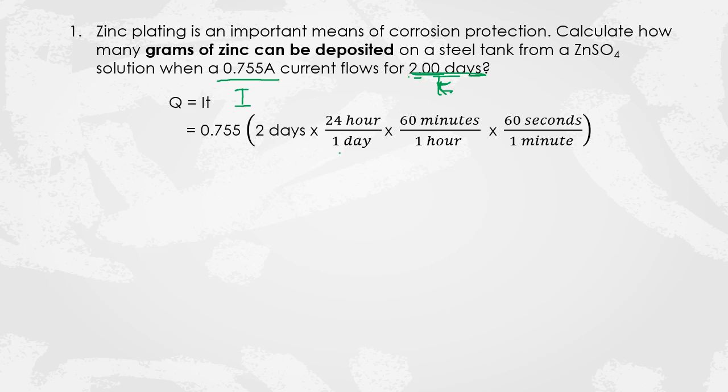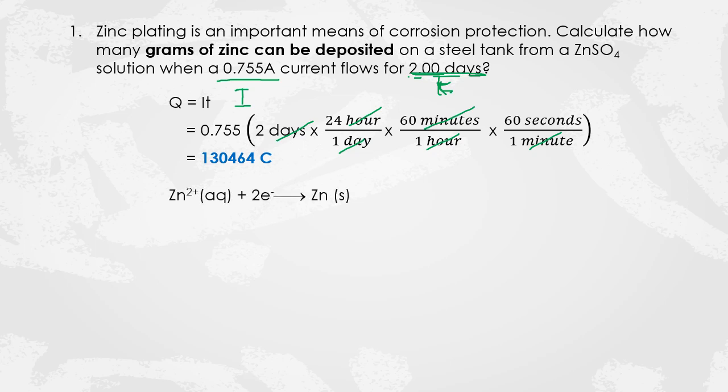So once we do this, we're going to cancel this. Now we're going to cancel this. And lastly, we're going to cancel with the minute, leaving only seconds. Lastly, our charge for these reactions used is 130,464 coulomb. As for the theoretical value, we are going to write the half cell equations for zinc.